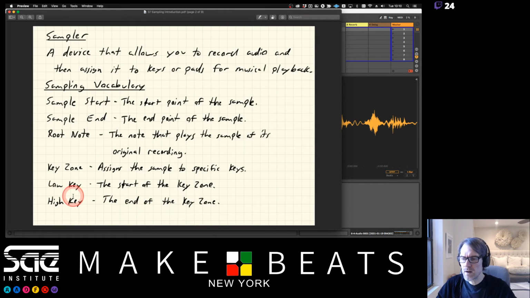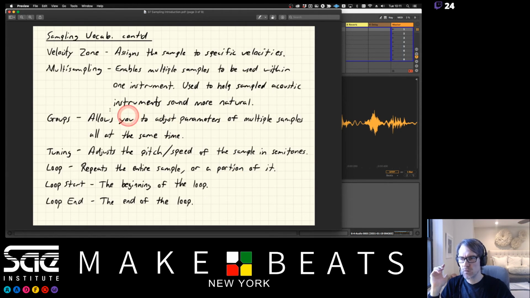All right, right over here, key zone. The key zone assigns the sample to specific keys on your keyboard. So your keyboard has a whole bunch of keys on it. We can assign the sample to just a few keys, and that way we can have multiple samples over the range of the keyboard. And this is what we call multi-sampling. Multi-sampling enables multiple samples to be used within one instrument. It's used to help sampled acoustic instruments sound more natural. You can use it for drums as well.